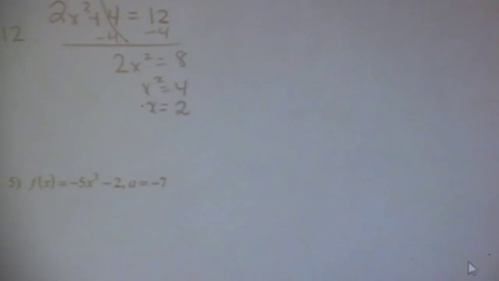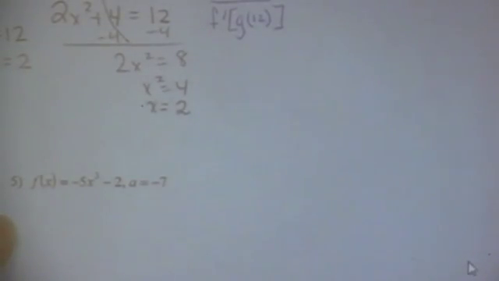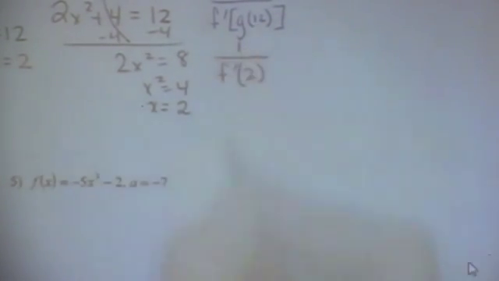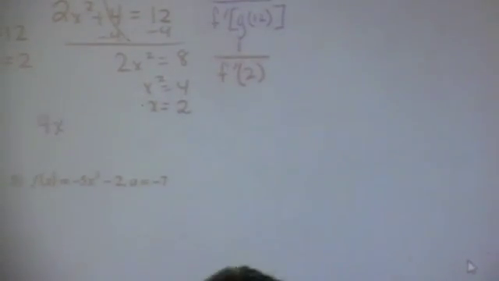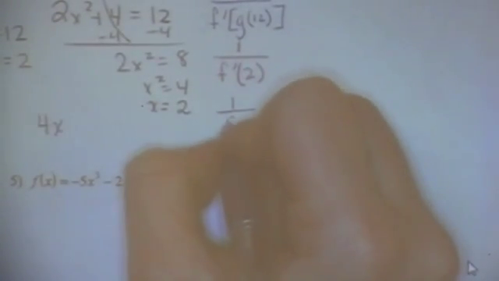I'm going to use G to represent my inverse: G of 12 equals 2. The formula I'm using is 1 over the derivative of f at G of 12. So that's 1 over the derivative of f at 2, because I just found out G of 12 is 2, so I can plug that in. Now I have to find the derivative of f. I get 4x, so your final answer is 1/8.